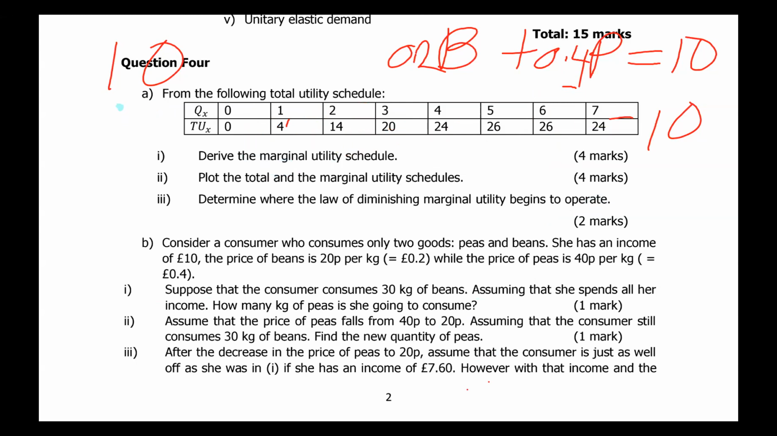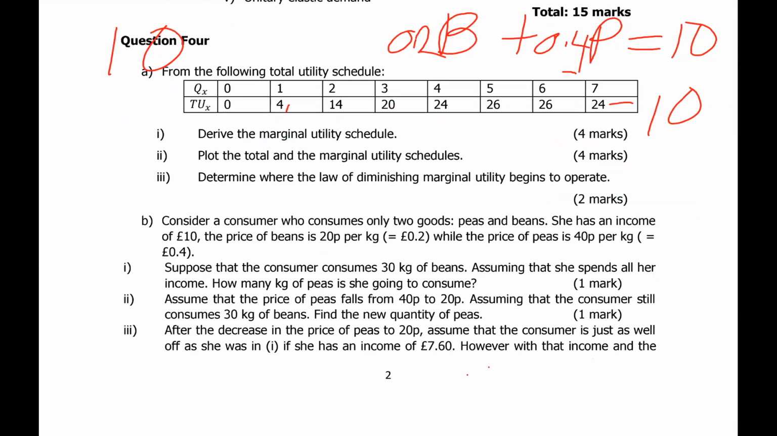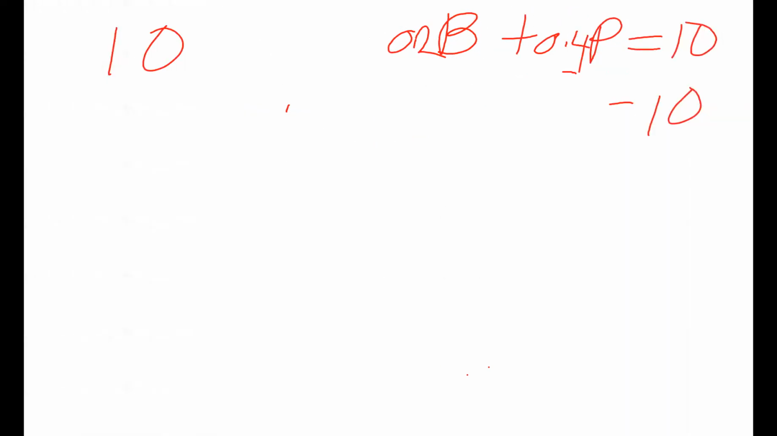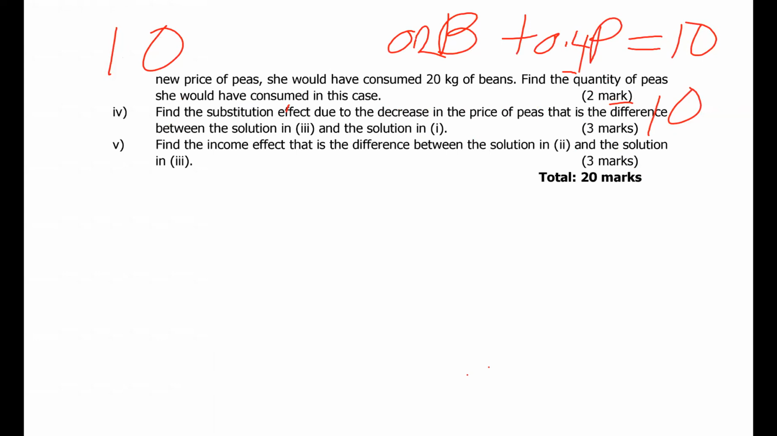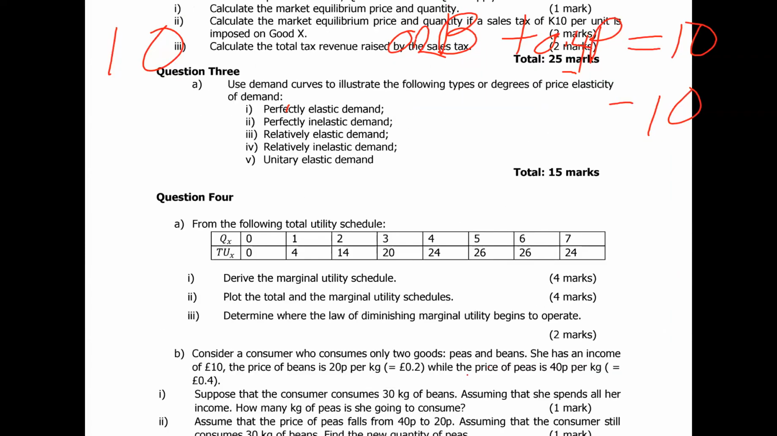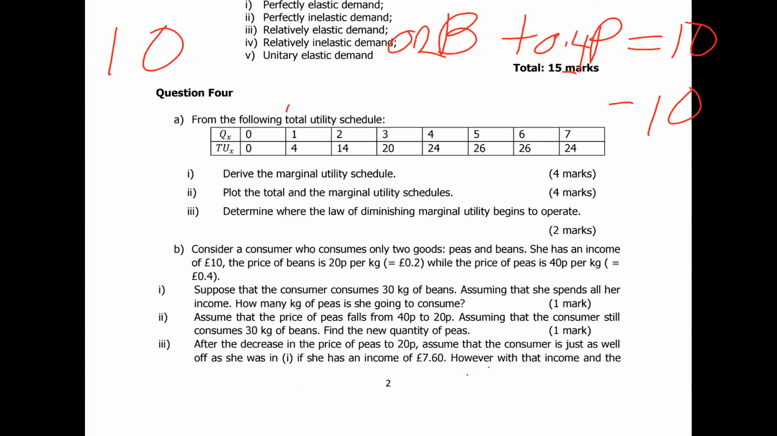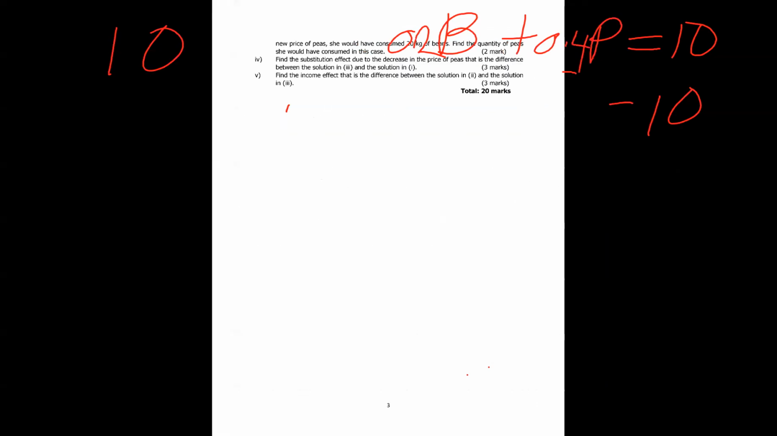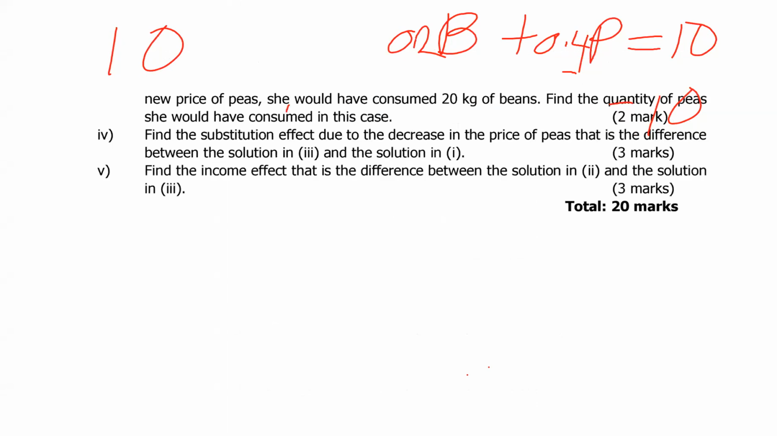What does the question say next? With that income and the new price of peas, she would have consumed 20 kg of beans instead of 30. Find the quantity of peas she would have consumed in this case.